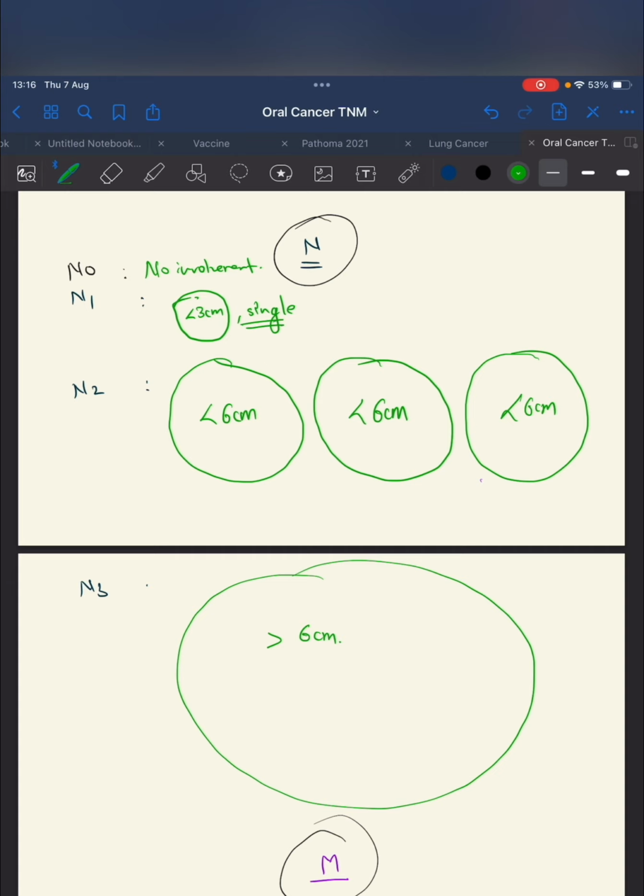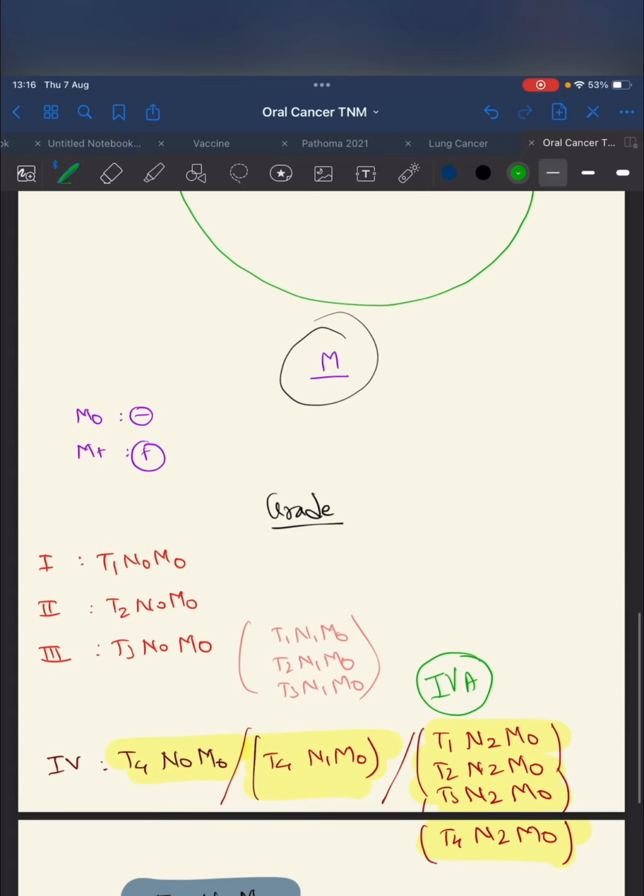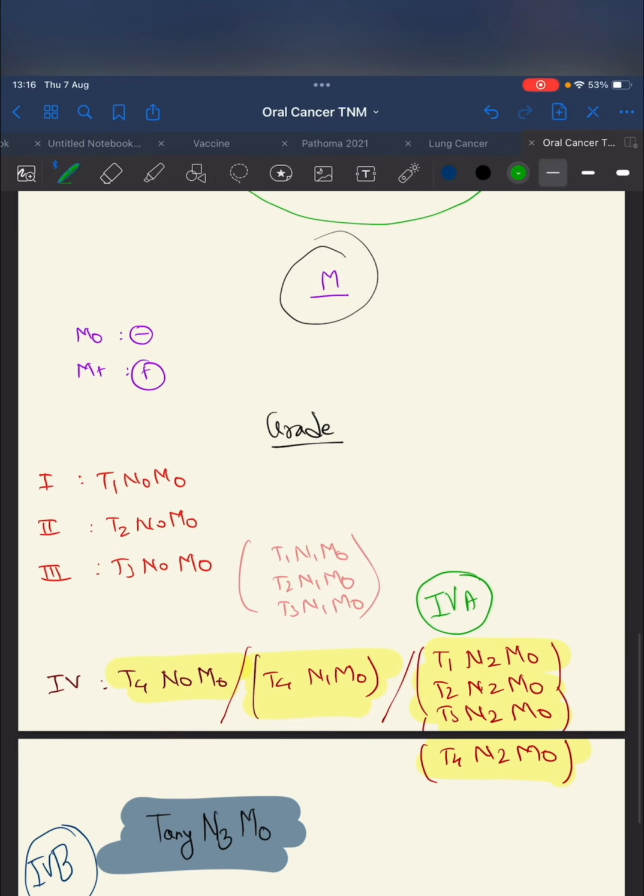And to make it simple, there are so many things that come under consideration for N2, but to keep it simple, whether it is single or multiple, if it is less than 6 centimeter but more than 3 centimeter, then it will be N2. And if it is more than 6 centimeter, then it will be N3, to make it simpler.